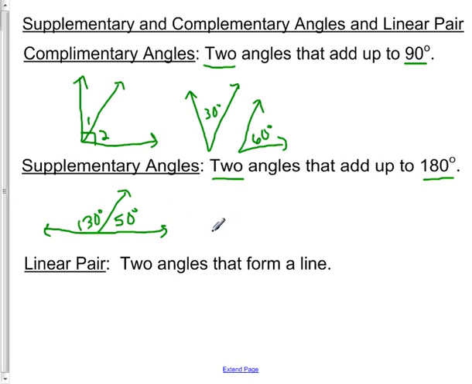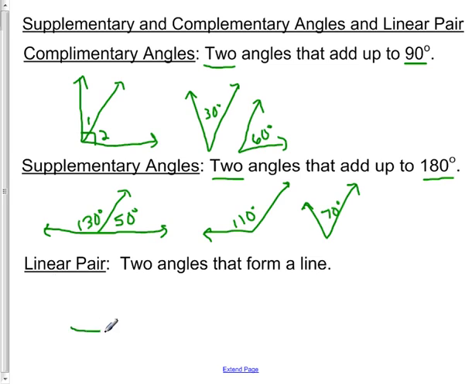Or you could have just two angles that are not connected. So this one looks like it's about 110. So then you'd have to find one that's 70. And those two are supplementary because they add up to 180. Okay, a linear pair, these are like supplementary angles. In fact, all linear pair angles are supplementary, so they add up to 180.